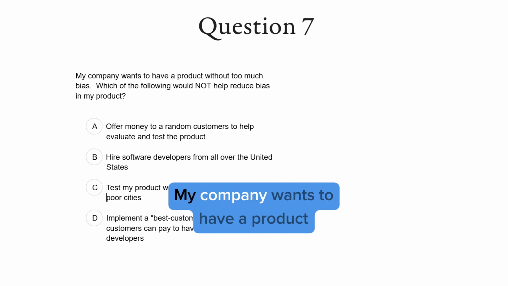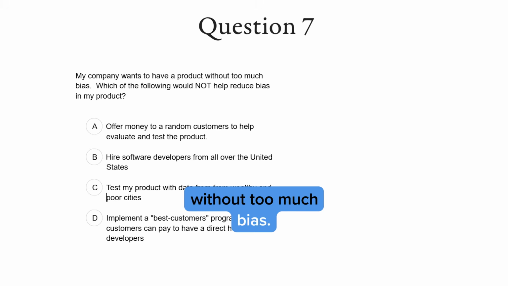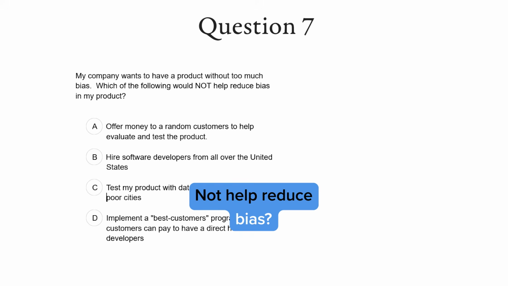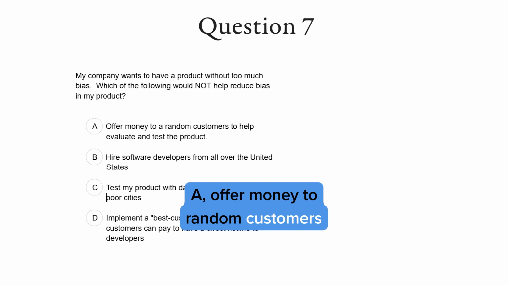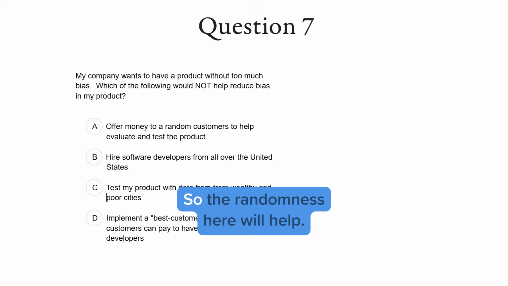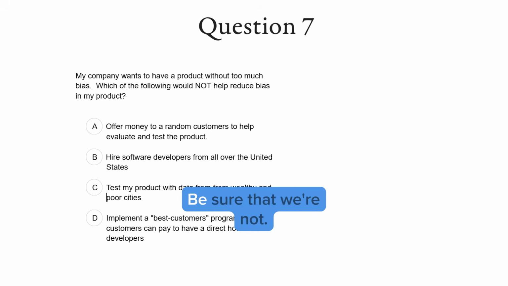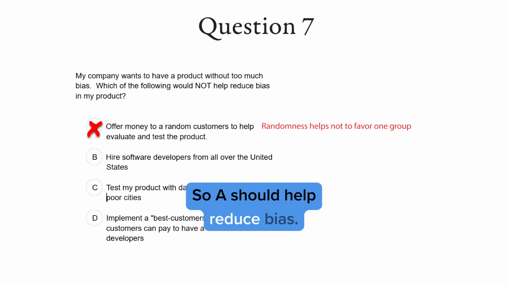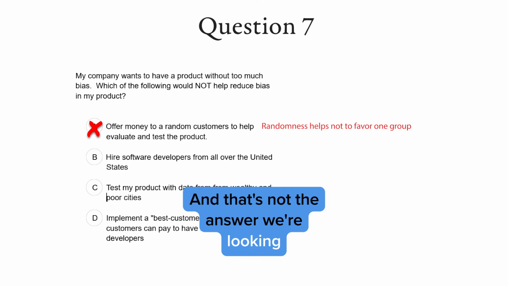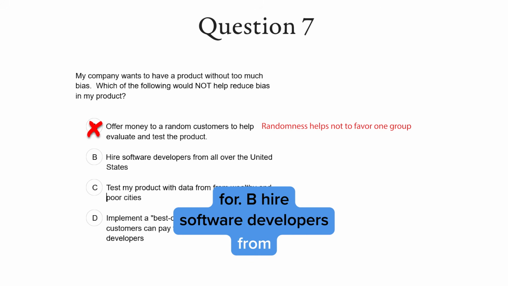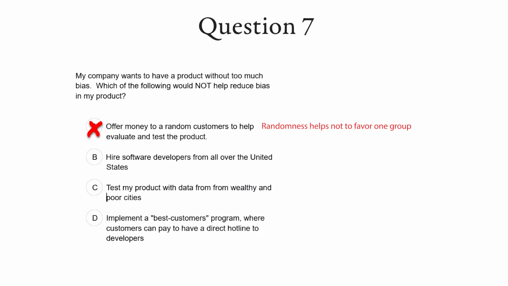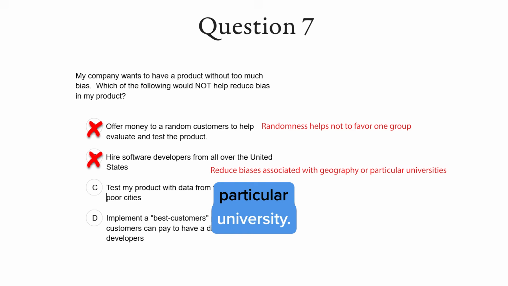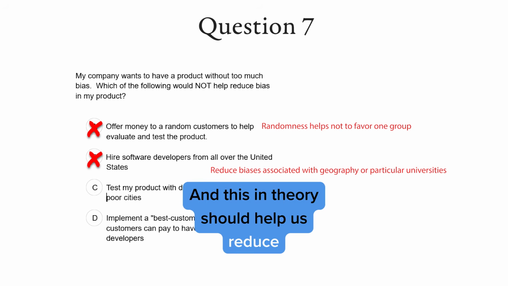Question 7. My company wants to have a product without too much bias. Which of the following would not help reduce bias in my product? Not help reduce bias. A, offer money to random customers to help evaluate and test the product. So the randomness here will help be sure that we're not favoring one customer over the other. So A should help reduce bias, and that's not the answer we're looking for. B, hire software developers from all over the United States. So in doing so, we're going to try to reduce the bias associated with geography or a particular university, and this, in theory, should help us reduce bias.